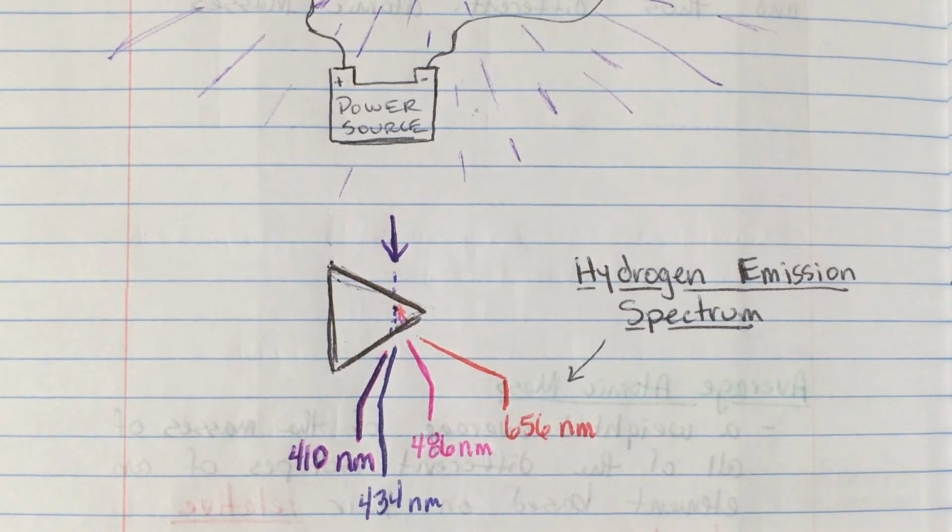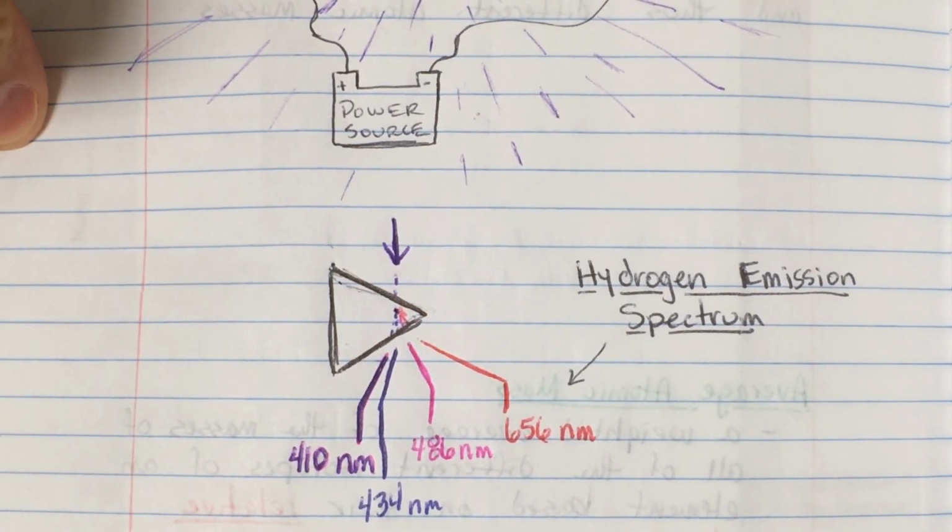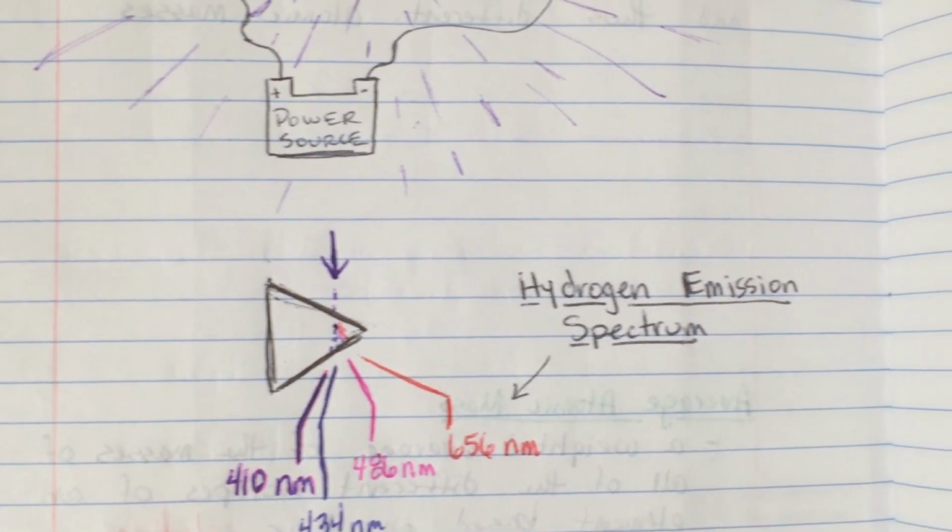In fact, an emission spectrum is unique for its element. It's like a fingerprint. No two elements will ever have exactly the same emission spectrum. No two elements will produce exactly the same wavelengths of light whenever they're excited by absorbing energy.